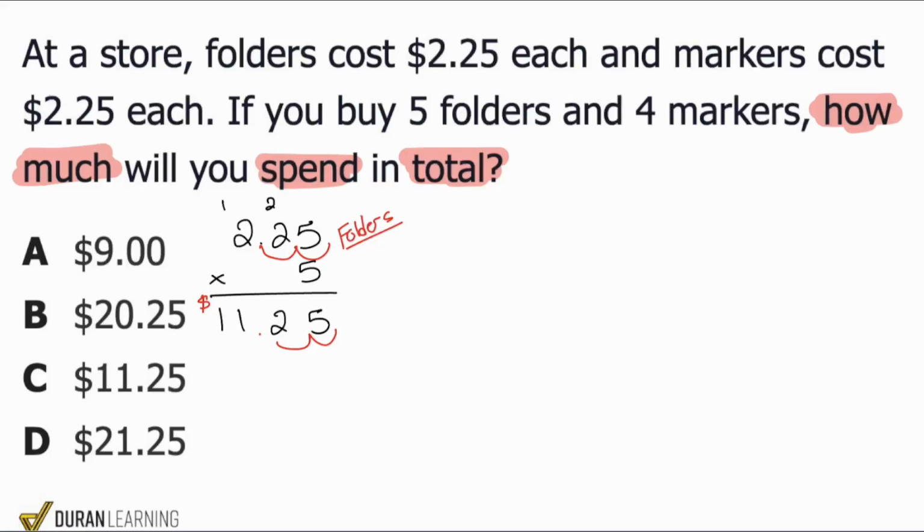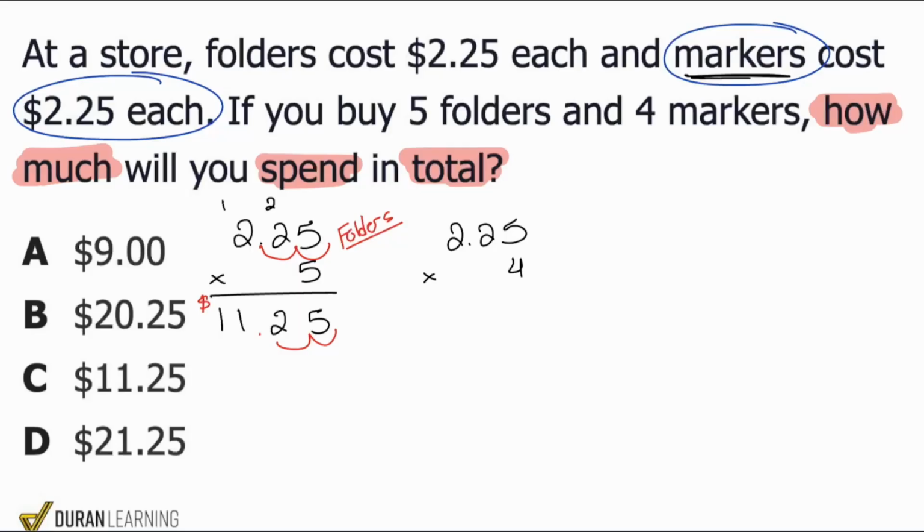I'll go ahead and do markers in blue. We have $2.25 for markers as well, right here. And so with that, we'll go ahead and multiply the $2.25 by 4. And we have 5 times 4, which is 20. Carry the 2. 2 times 4, which is 8. Carry the 2 is 10. And then we have 2 times 4 plus the 1, and that'll be 9. We move the decimal place twice over, so we bring 2 back.